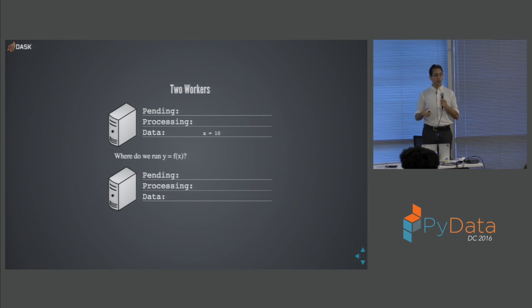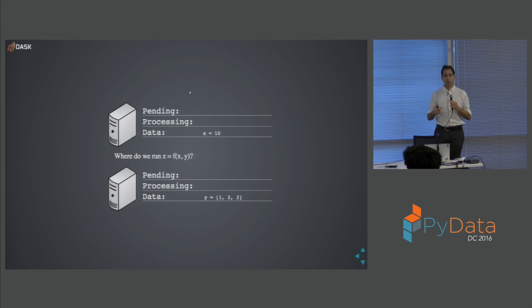Now, if we have some other function, f of x, so a function that depends on the result we just made, where do we run it? Do we run it on the top machine or the bottom machine? We choose to run on the top machine for data locality. We don't want to move x around. Moving data around is sometimes expensive, especially with large NumPy arrays or pandas data frames. They're many gigabytes large and your network is slow. So we process it, we get some result back.